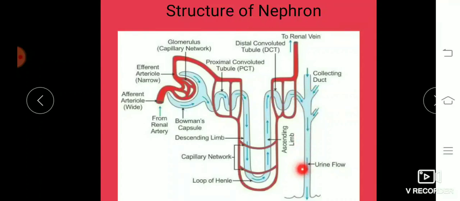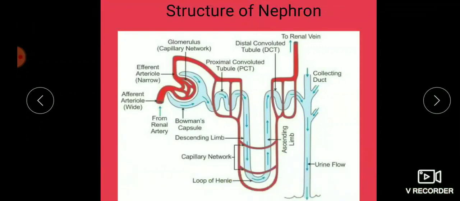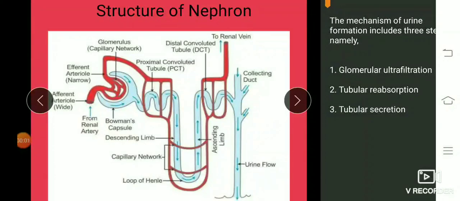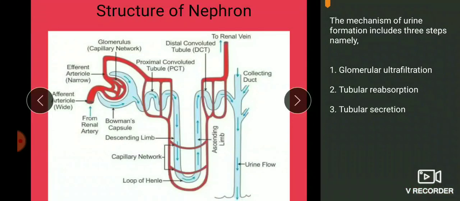And finally you can see a tubular structure over here. This is called the collecting duct. This is the last part of the nephron. This is called the collecting duct, and the urine is formed over here, right? It's formed, and finally it is removed from the kidney. The mechanism of urine formation includes 3 steps, namely glomerular ultrafiltration, tubular reabsorption, tubular secretion.